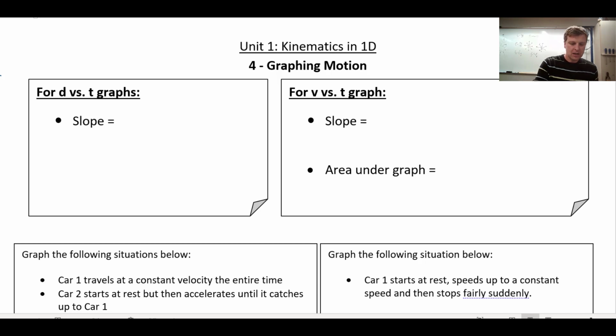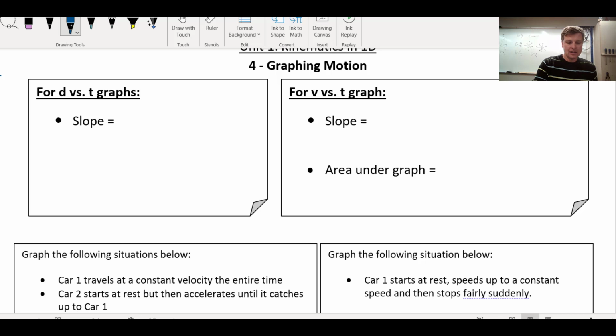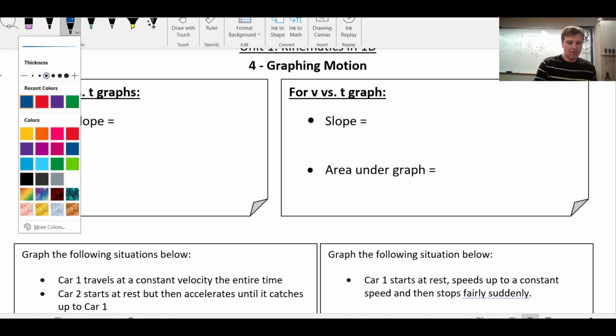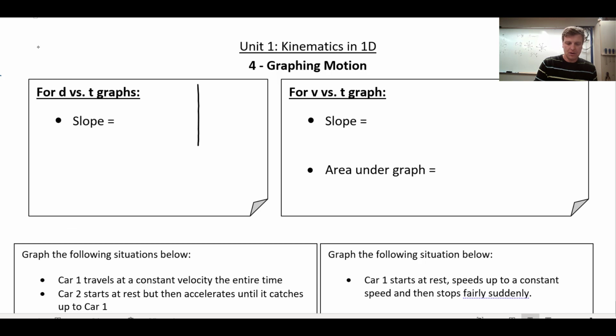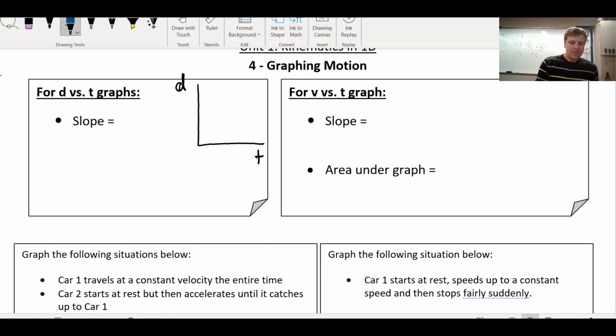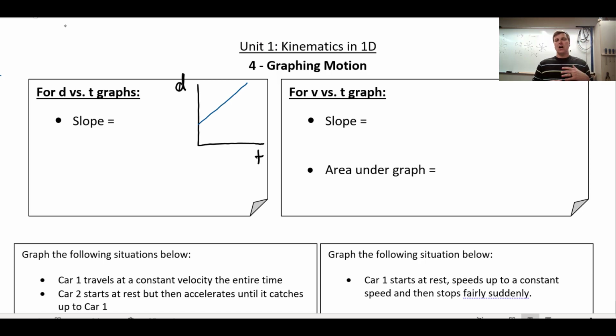So the first thing to think about is, what if I was to plot a displacement versus time graph, or something that's sometimes called a position versus time graph? If I plot a graph, and on the y-axis, I put my displacement or my change in position, and on the x-axis, I put time. Imagine I have a linear graph, maybe something like this, okay?